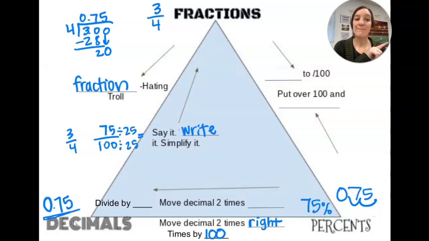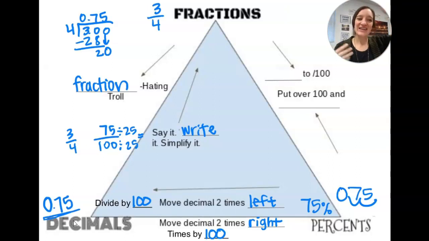If we want to go back the other direction, we just do the exact opposite. So instead of timesing by 100, we divide by 100, which is the same as moving the decimal 2 times left. So 75%, put the decimal on the end if it's not in sight, and then move it left 2 times, and you have a decimal.